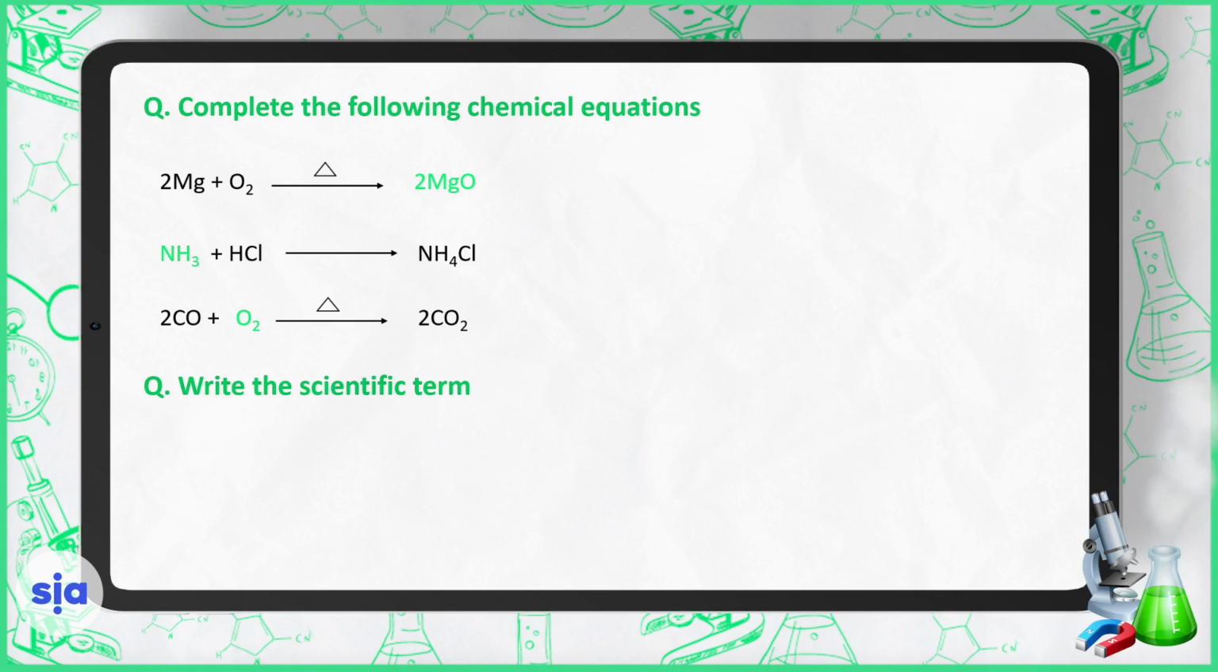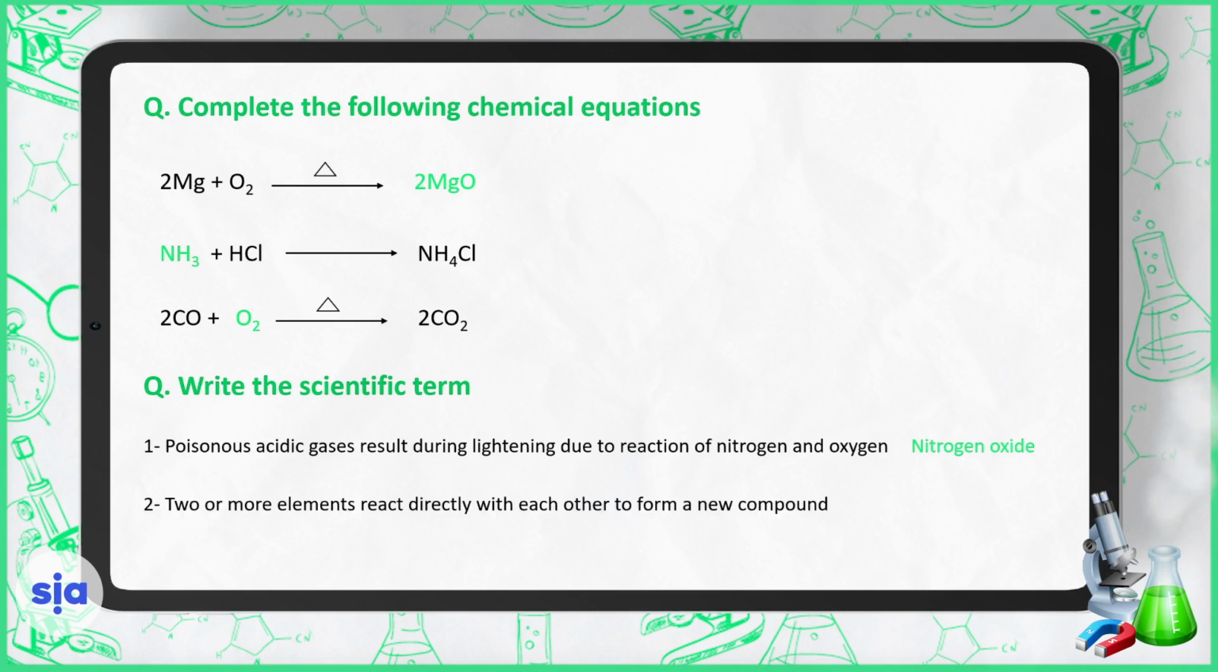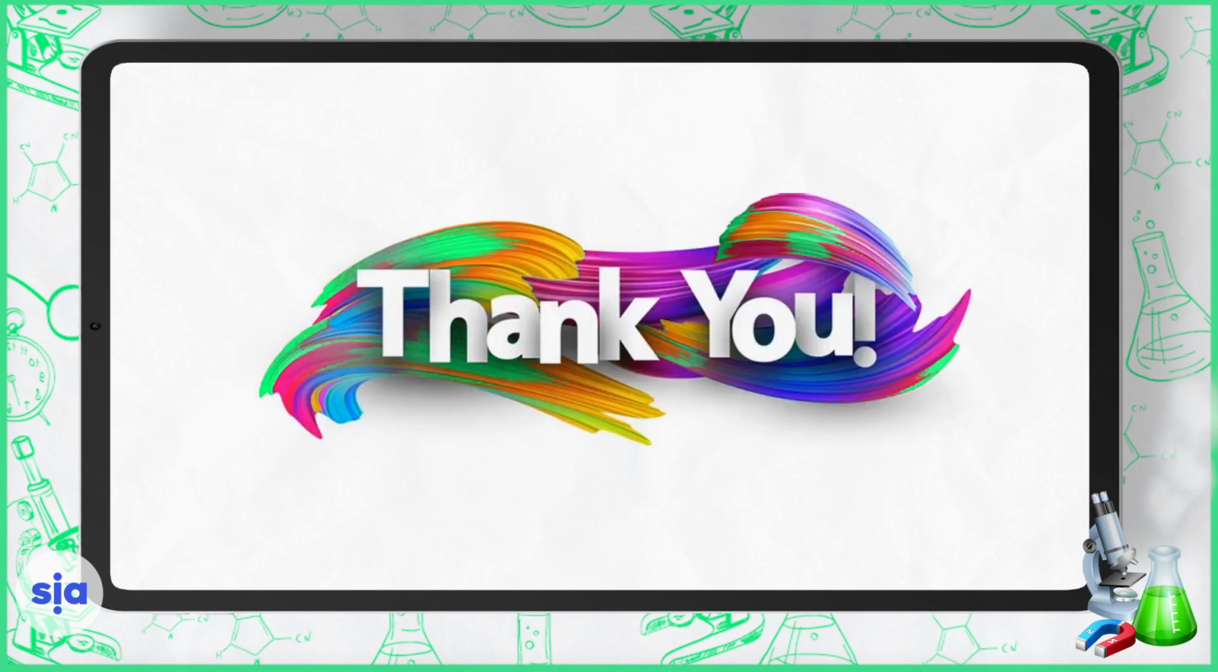Write the scientific term. Poisonous acidic gases result during lightning due to the reaction of nitrogen and oxygen. Nitrogen oxide. Two or more elements react directly with each other to form a new compound. Direct combination reactions. Thank you.